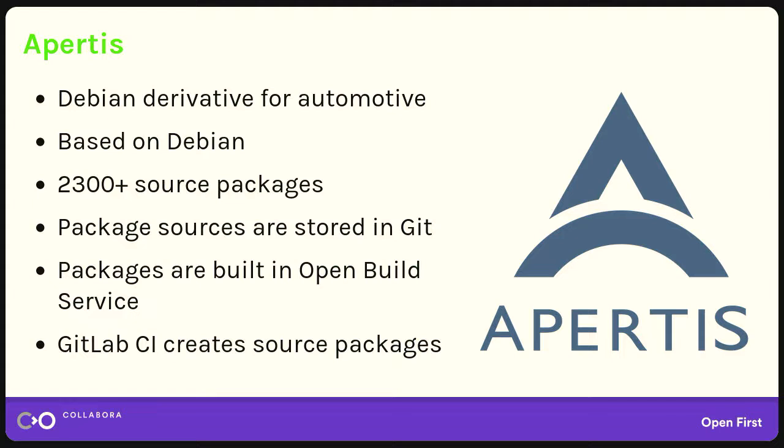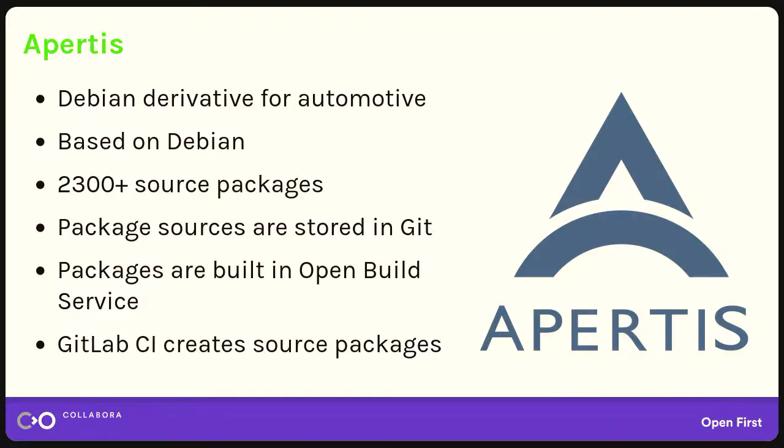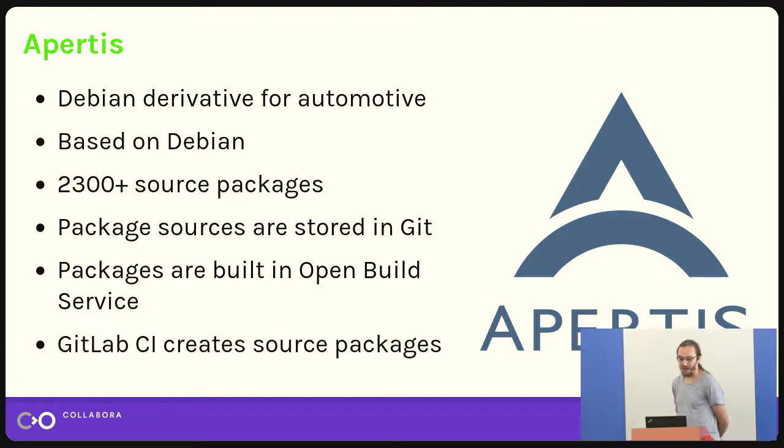So I work for Collabora, and at Collabora we develop a Debian derivative called Apertis that is mostly targeting automotive and embedded users. It's based on Debian. Previously it was based on Ubuntu, but at some point we switched to Debian as a direct source. And since about 2019, we managed to move all of the packages of this distribution directly into Git. So the packages are stored in Git themselves.